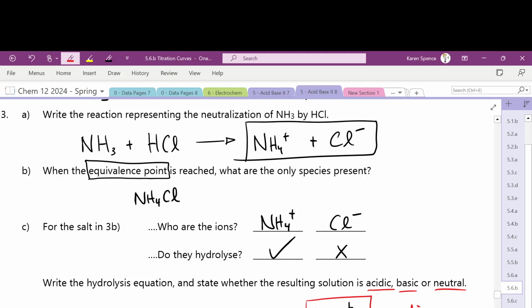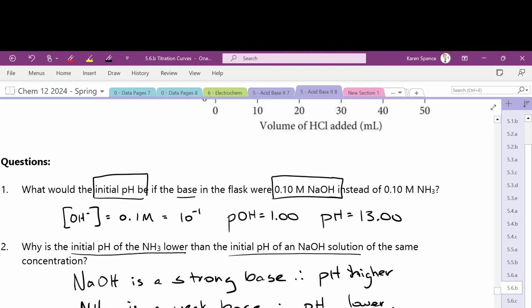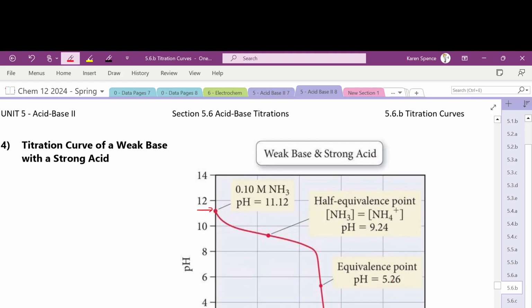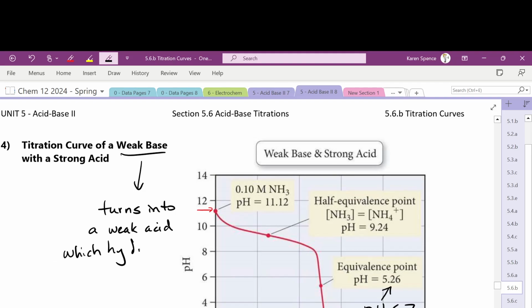So if we go back to our titration curve and we look at our equivalence point, what do we notice about the equivalence point? The pH is lower than 7. The pH is less than 7. And that's because our weak base turns into a weak acid, which hydrolyzes to produce H3O plus.